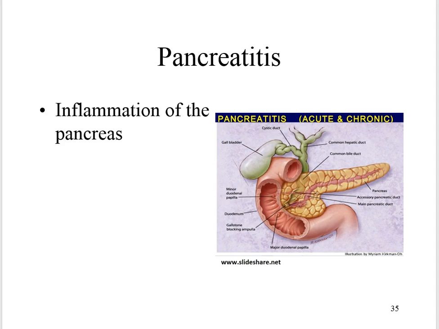Pancreatitis is an inflammation of the pancreas. It's most commonly caused by either alcohol toxicity or gallstones.